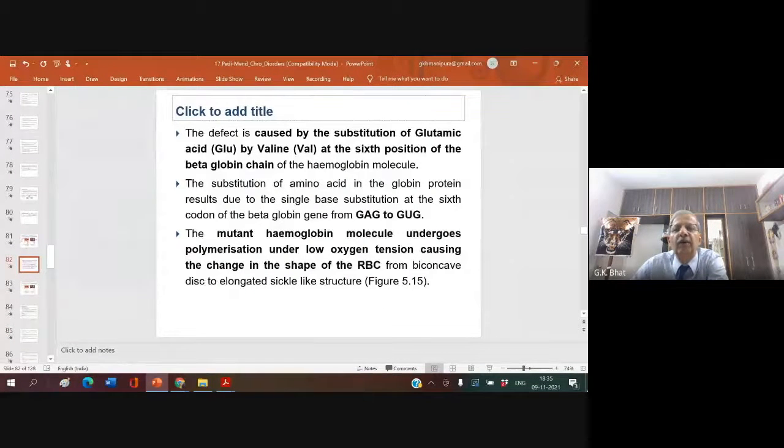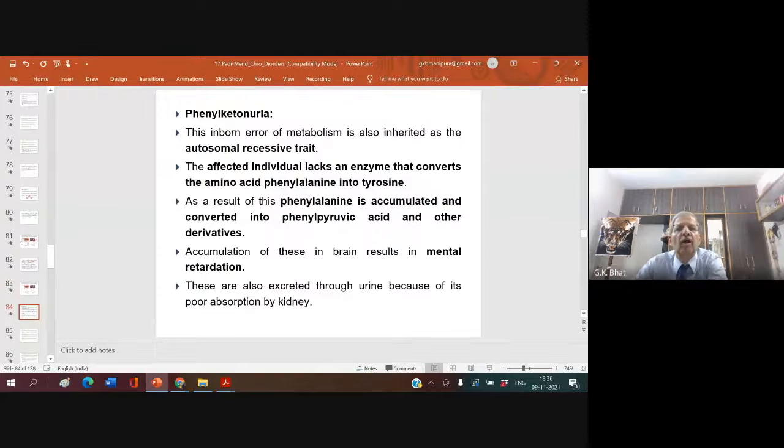The defect is caused by substitution of glutamic acid by valine at the 6th position of the beta globin chain. This amino acid substitution in the globin protein results from a single base substitution at the 6th codon of the beta globin gene, GAG to GUG. The mutant hemoglobin molecule undergoes polymerization, that means coming together, under low oxygen tension, causing the change in shape of the RBC from biconcave to a sickle-like structure.